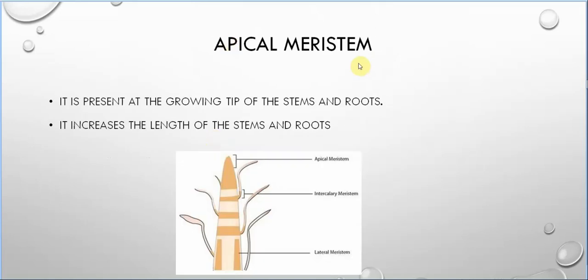The first one is the apical meristem. It is present at the growing tip of the stem and roots. It increases the length of the stem and roots. So where is the apical meristem present? It is present at the growing tip of the stems and roots. What is its function? It increases the length of the stem and roots.